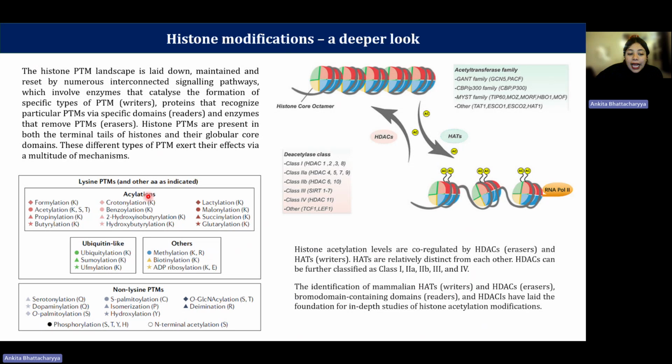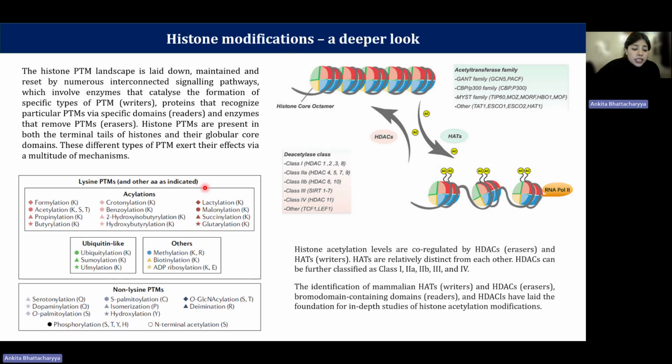Some of them are acylations, which have been further subcategorized. Lysine PTMs and other amino acids are as indicated. The alternative amino acids have been indicated within the brackets. If you're familiar with the one-letter code for amino acids, K is for lysine, S is for serine, T is for threonine. Mostly you'll find these. R is for arginine, and so on.